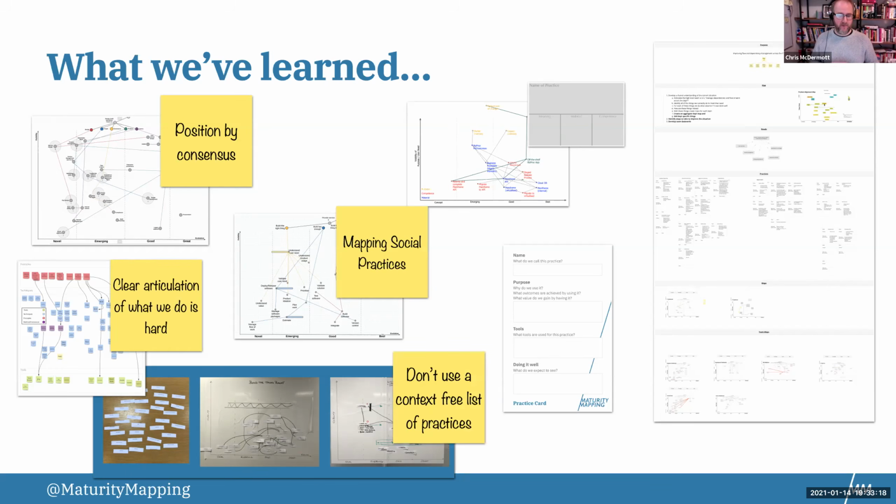What we also learned was don't use context-free lists of practices. One exercise I had with the team, and probably one of the worst facilitations I've had, was maturity mapping, where I laid out on a table all the practices I heard us use within our department and said to the team, which one of those do you use? They didn't understand what they were. This was my understanding of practice, it wasn't theirs. So using a context-free list is not a good idea.